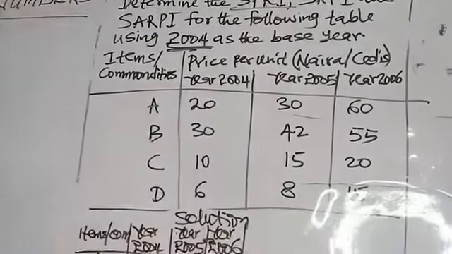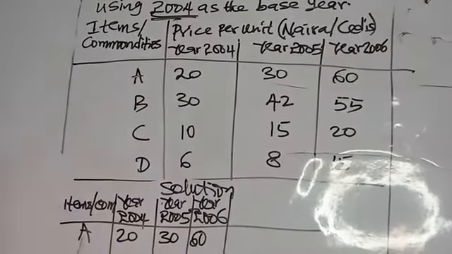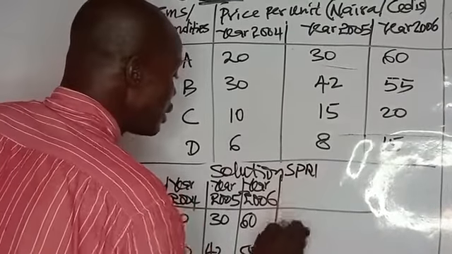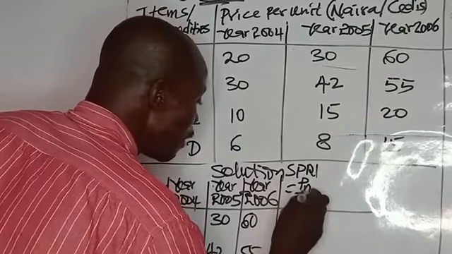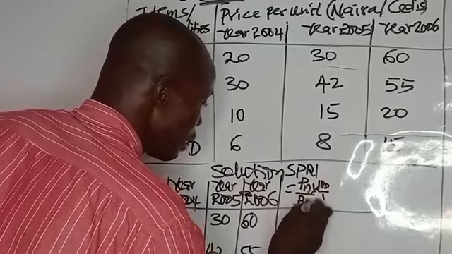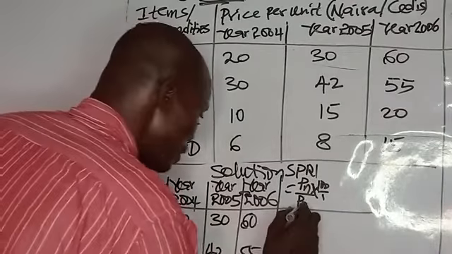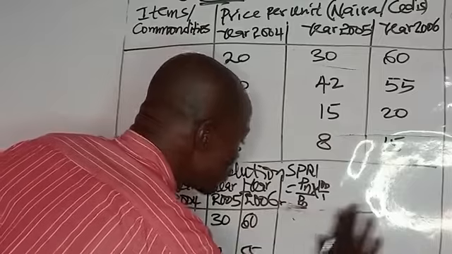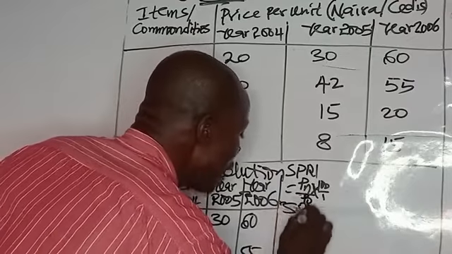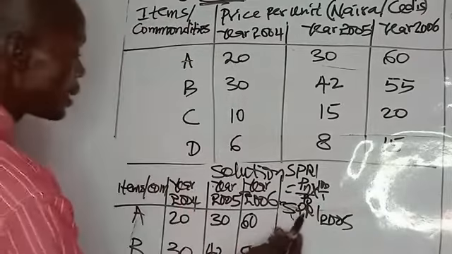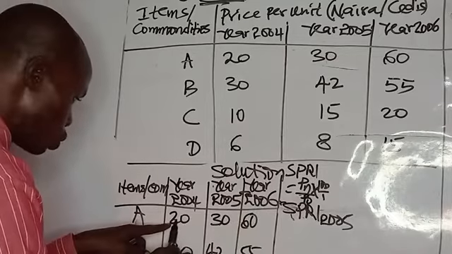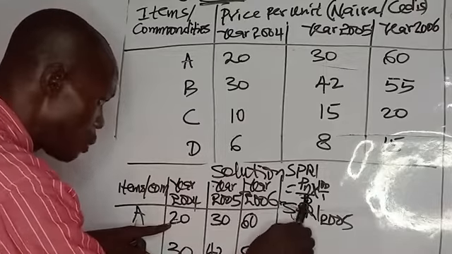Now, to calculate the SPRI, which is the simple price relative index, the formula I've given you is PN over PO times 100 over 1. If you want to compute for year 2005, the simple price relative index for year 2005, you take the price in year 2005 divided by the price in year 2004. The PN is the price you have in 2005, while PO is the price you have in 2004.